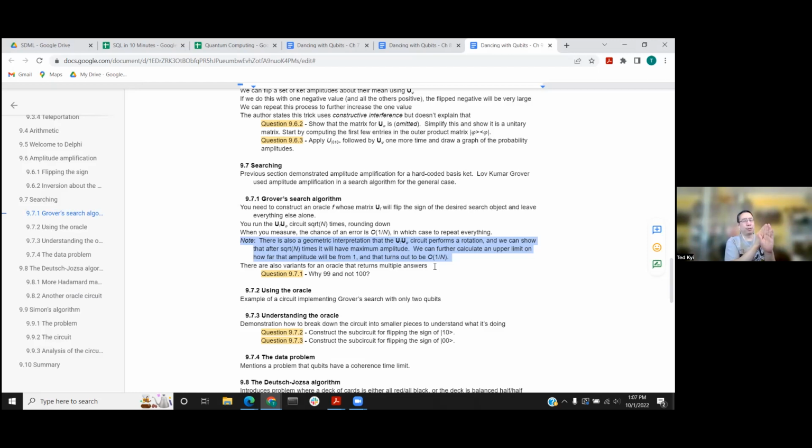What I didn't realize reading the book, but saw elsewhere, is that if you repeat this more than square root of n times, it'll actually get worse. It'll keep rotating past the answer you want and rotate away from it. So this business of running it square root of n times, rounding down, is not "run it at least this many times." It's actually run it exactly this many times, because you're going to get worse results if you run it too many times.